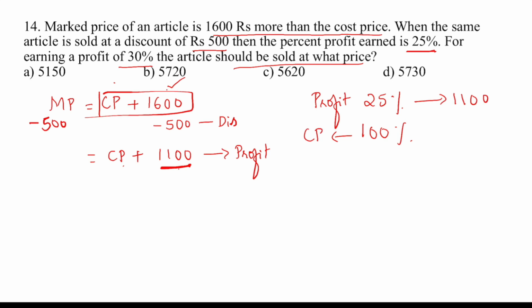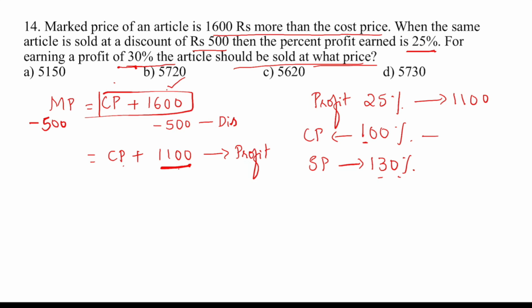We want the price at which the article should be sold to make 30% profit. So we want the selling price, and there is no need of finding out the cost price. So the selling price should be how much? It should be 130%, because we have to make a profit of 30%. If the cost price was 100, then selling at 130 will make us 30% profit.